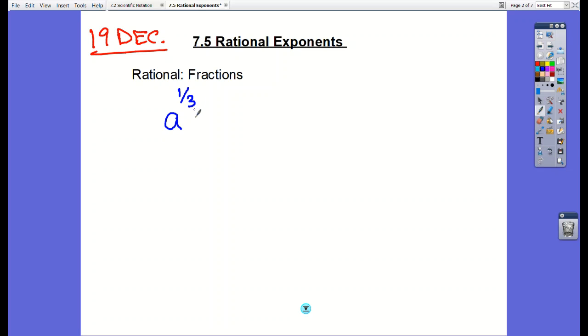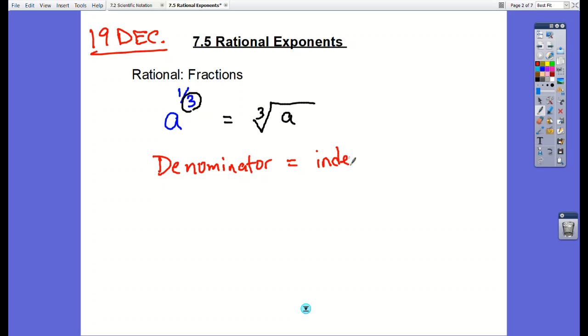But a to the 1/3 power is going to look like this, where we take this denominator of 3, and that's going to be the index of a radical. So this is actually telling us to take the cube root of a, where your denominator is what we call the index. So your denominator is the index of your radical, where this number is called the index, and this sign itself is the radical.